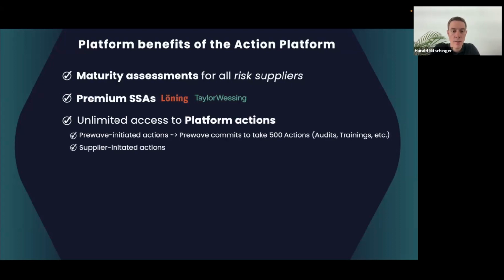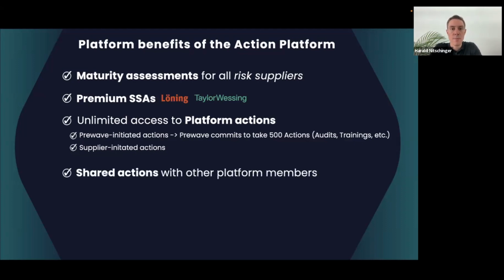We also allow unlimited access to platform actions. So as part of the action platform, we as Prewave will also invest in actions proactively, and suppliers are also able to take actions that they themselves pay for with our partners. And if they do, these actions are then available and the suppliers can share them with all members of the action platform. Our members of the action platform will also be able to take these shared actions. We call these action task forces.